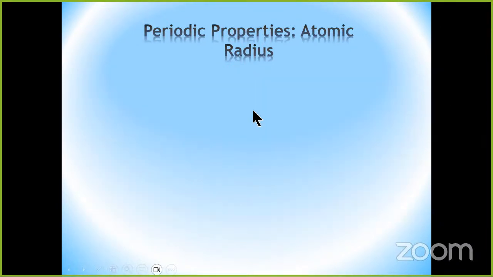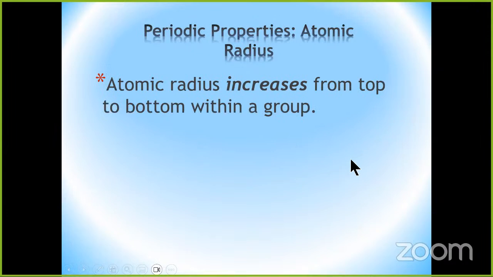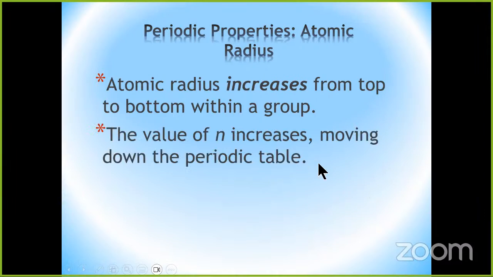All right. So what we're going to look at is how the atomic radius varies as you go from top to bottom down a group and left to right across a period. So let's deal with the group trends first, as far as atomic radius is concerned. And as you can see here, it says the atomic radius increases from top to bottom within a group, right? That is pretty much true without any exceptions, right?